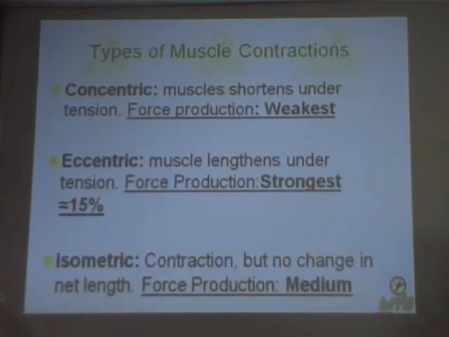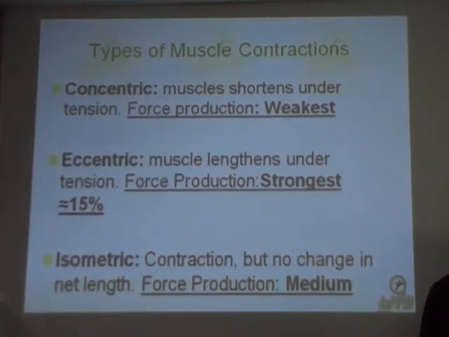Now, in regards to muscle, it's important to understand what an origin is and an insertion. An origin is where the muscle begins, and the insertion is where the muscle will insert. Now the insertion will always move towards the origin, and the origin is the fixed component.